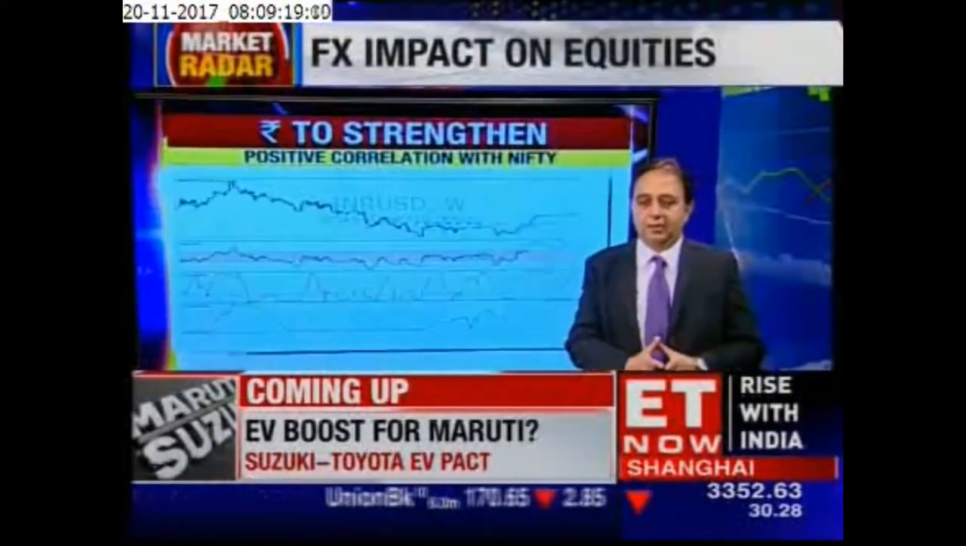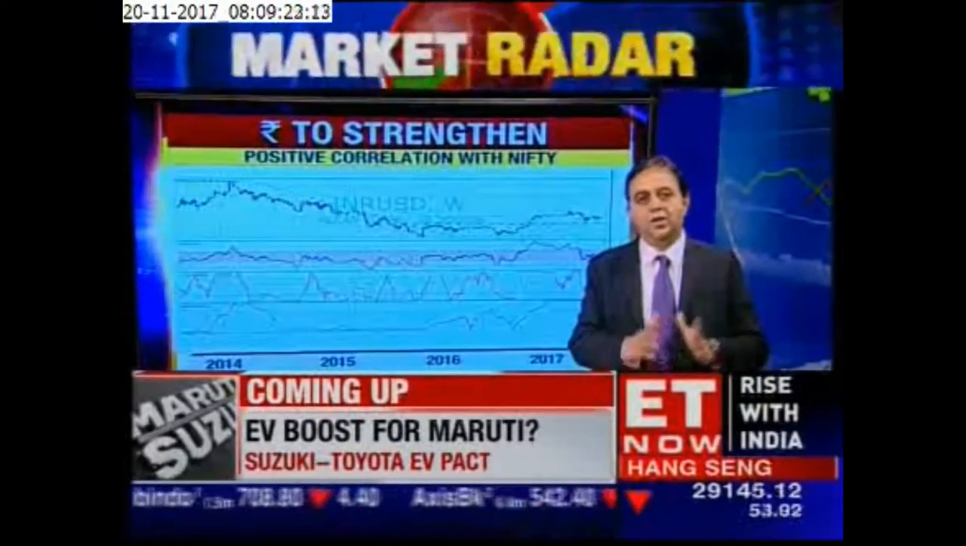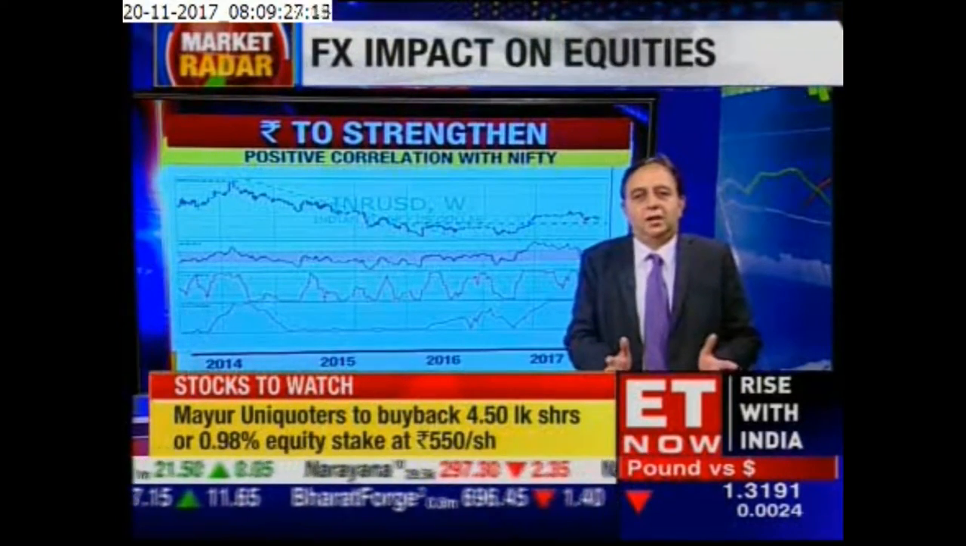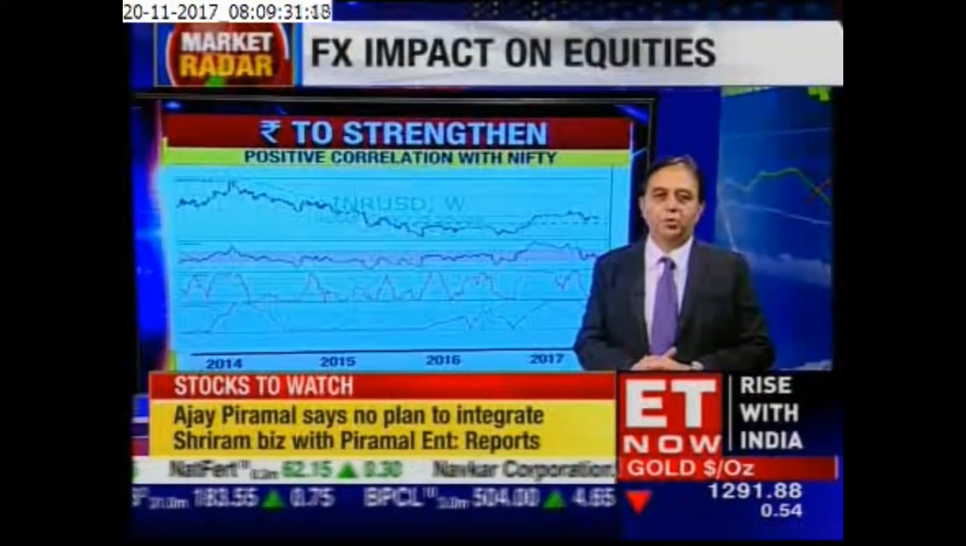So I do believe that with this Moody's upgrade and the overall scenario that is prevalent currently, we are set to continue the rise in the Nifty, and any kind of pullback that you may see should be of a short-term nature and should be used to buy.